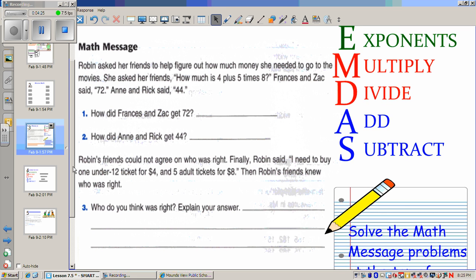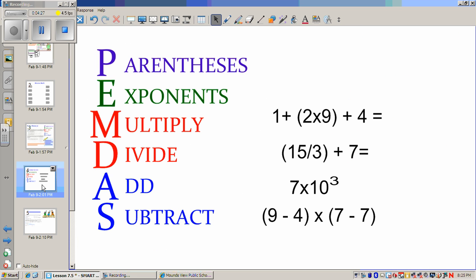All right, so let's keep going. Parentheses, exponents, multiply, divide, add, and subtract. If I do these problems in order of operations, on the first one, I would do 2 times 9, which is 18. I can go back over here like I'm reading a book, so I can say 1 plus 18 is 19. 19 plus 4 is 23. So my answer would be 23.